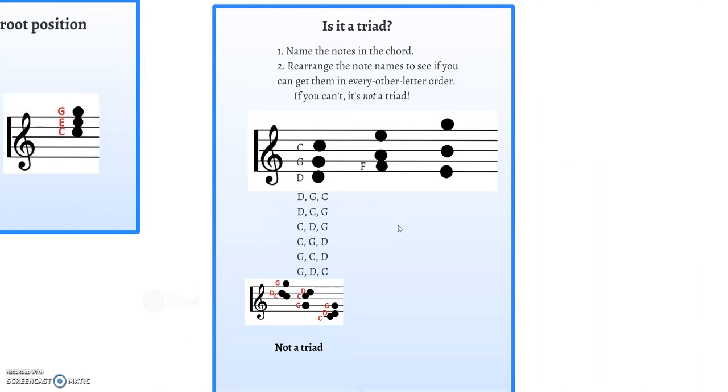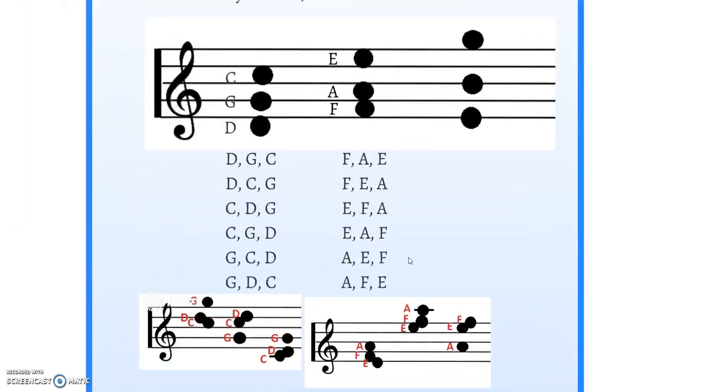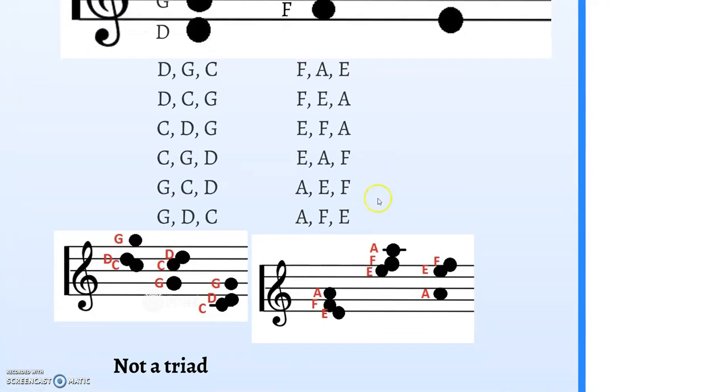Okay, let's look at the second chord. Starts on F. The next note is A. The next note is E. Here are all the ways we can order those. And if we draw them on the staff, we can also see there is no way to get it so that E and F are not touching. E and F, E and F. No matter what octave or what order, you will never get them to be stacked in thirds. So this is also not a triad.